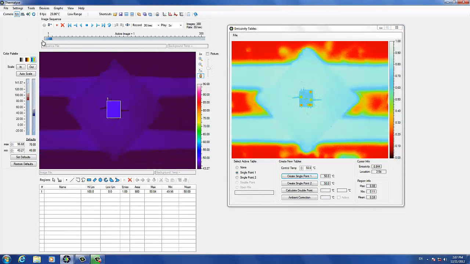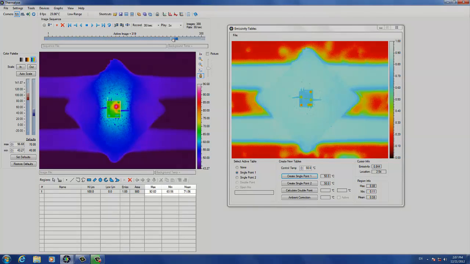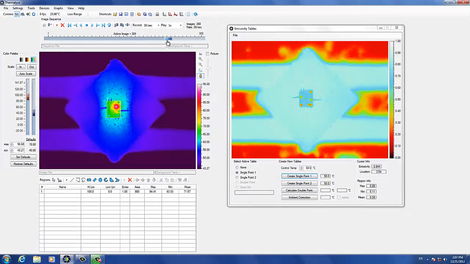Next, we display a thermal image after the device has reached steady state temperature. The temperature statistics of the resistor are displayed below the thermal image. Notice how the true temperature with emissivity table correction is significantly higher than the apparent temperature of the resistor.